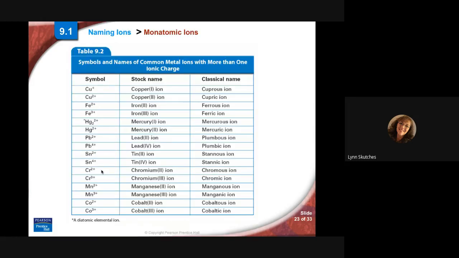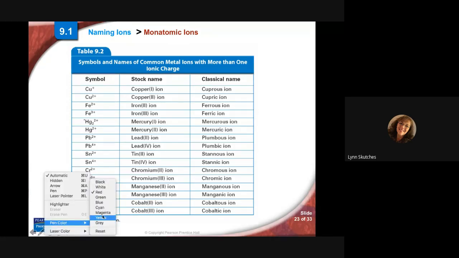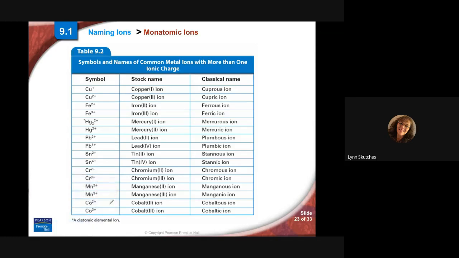This is from your textbook. They have a whole list of all the, well, it's not all. It's not even close to all. They have a list of a lot of the common polyatomic ions. Then these are the ones with more than one charge. And I'm going to tell you there's more than these. This is just some of the important ones. The ones I want you to remember for sure, absolutely have to know: copper and iron.